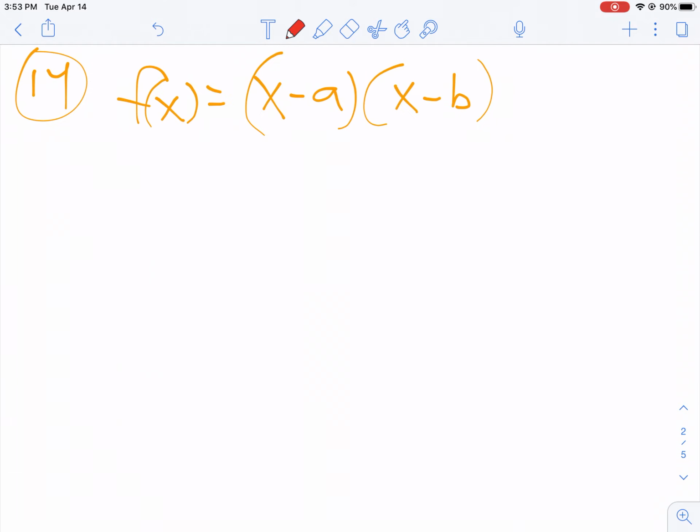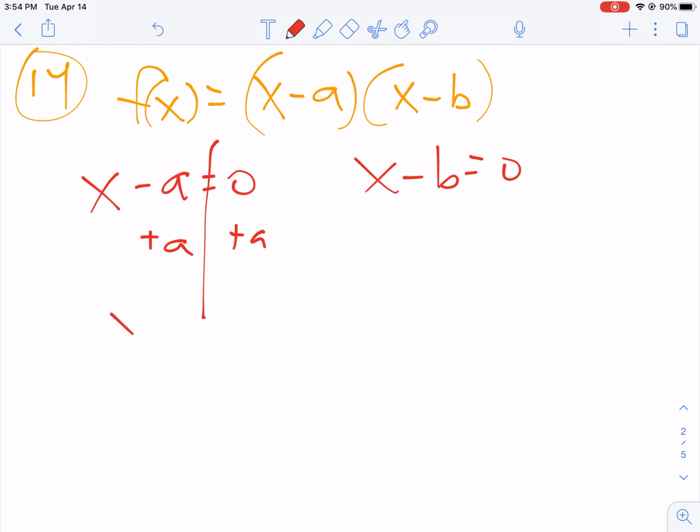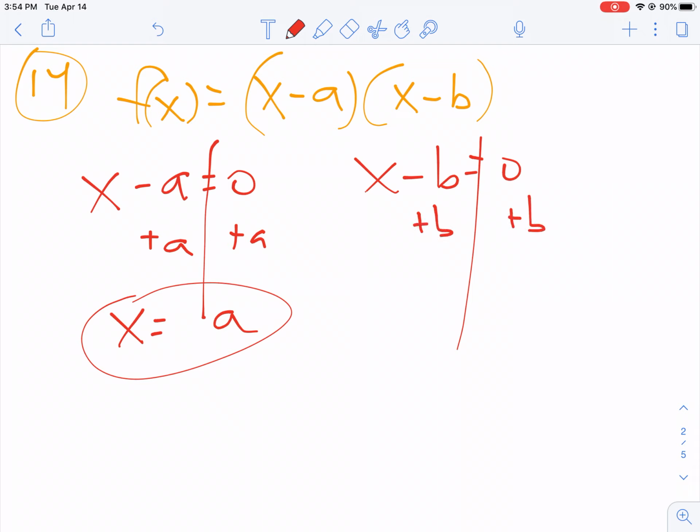Now the next one was number 14. So this is just f of x equals x minus a times x minus b. So we want to set that equal to 0. So it's just x minus a equals 0, x minus b equals 0. And then just solve for x. Plus a, so x equals a. And then this one, we're just going to add b to both sides. Plus b, x equals b. So your answers are just a and b.